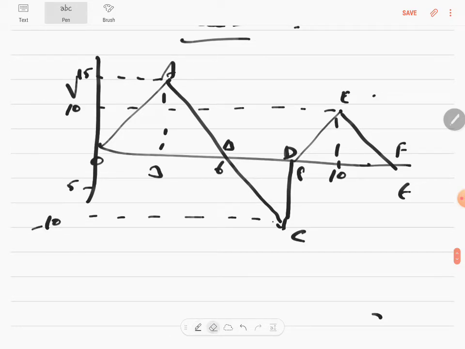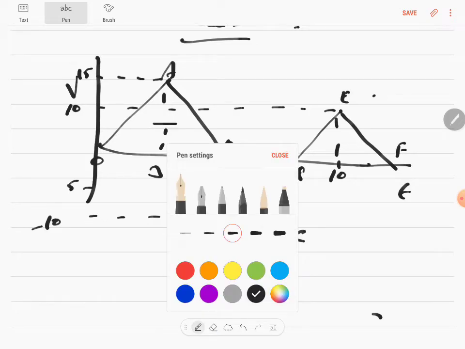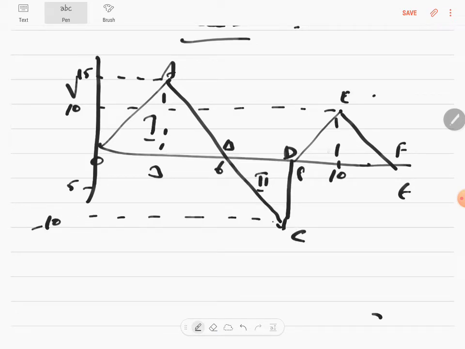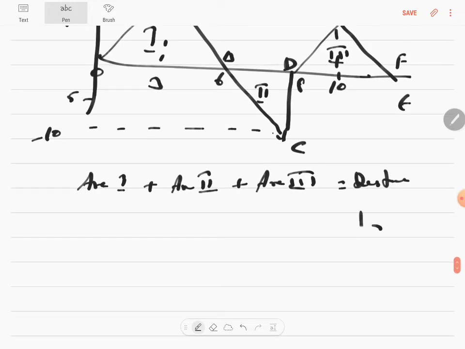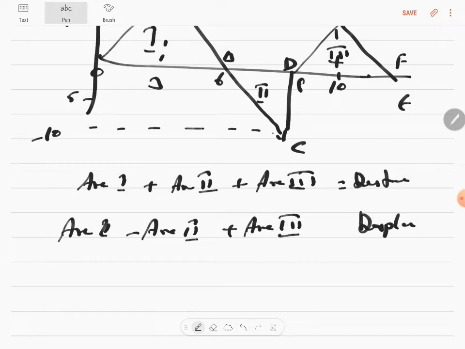So area under the graph: area under region 1, area under region 2 and area under region 3. All three can be added. Area 1 plus area 2 plus area 3 will give you the distance travelled. When it's displacement, you just have to do area 1 minus area 2 plus area 3. Okay, so that is about it. When it's displacement, I told you this already, you just have to calculate the area.